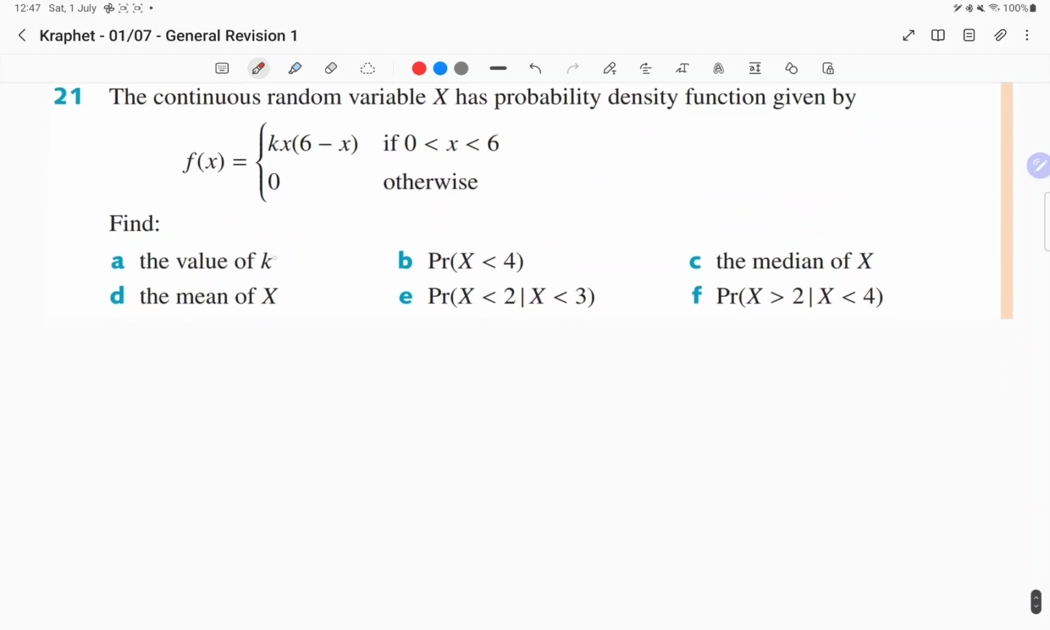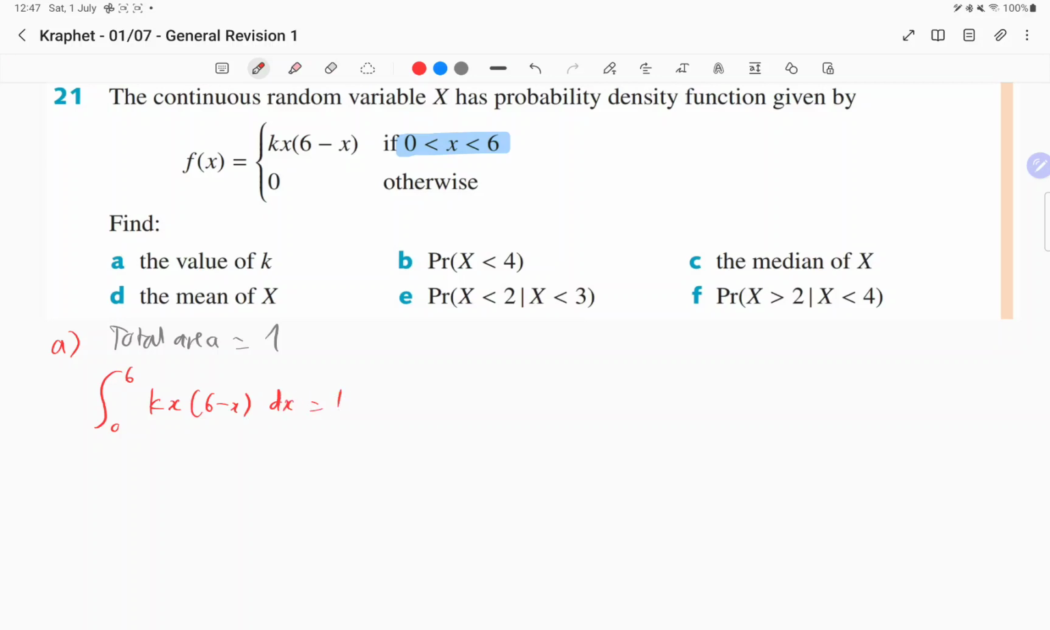Okay, first one. Find the value of k, use total area equals 1. And note the domain is from 0 to 6 only. So therefore, total area is the anti-derivative from 0 to 6 of this thing.